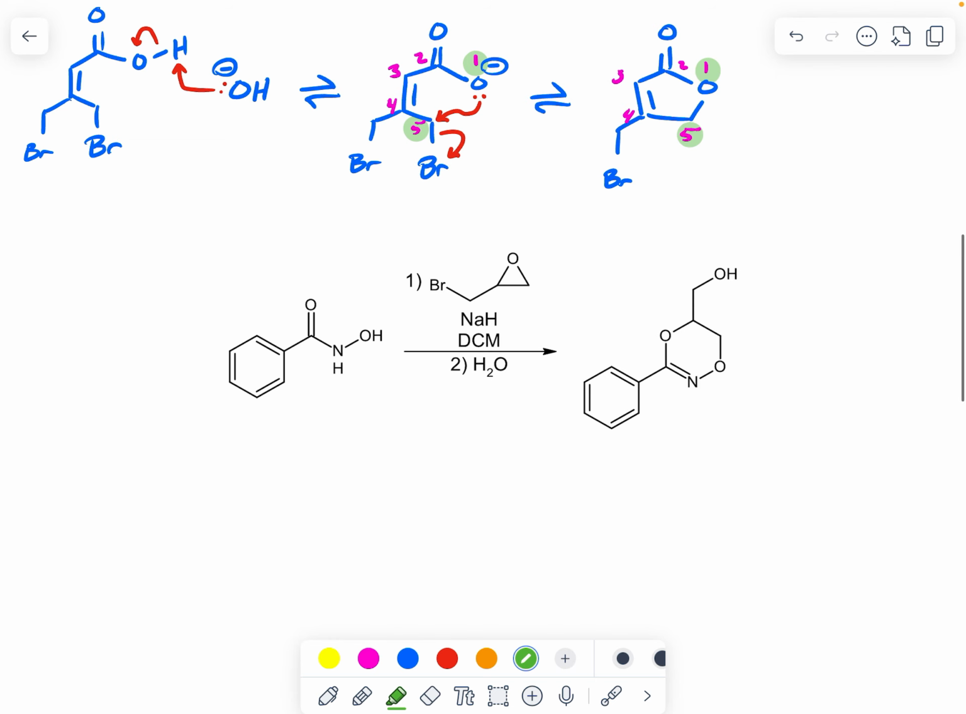Let's do the second one now. So in this second one, we have somewhat of a similar scenario to the first. If we look at our reactant, we now have an interesting functional group. It's called a hydroxamic acid, but that's beside the point here.